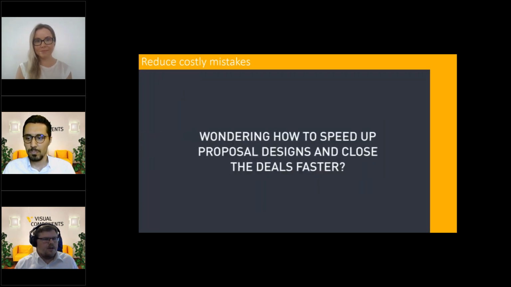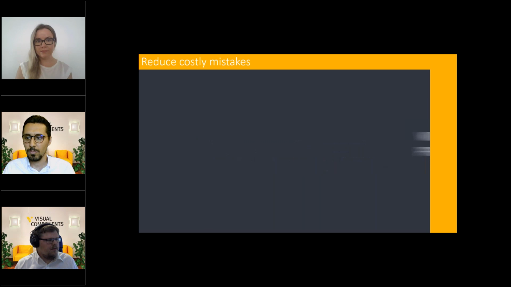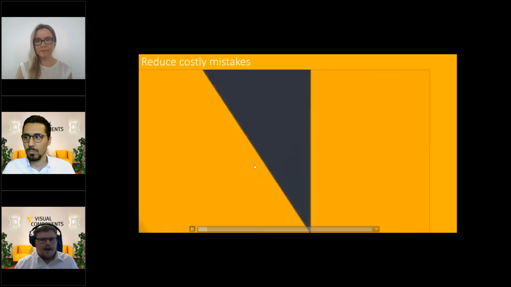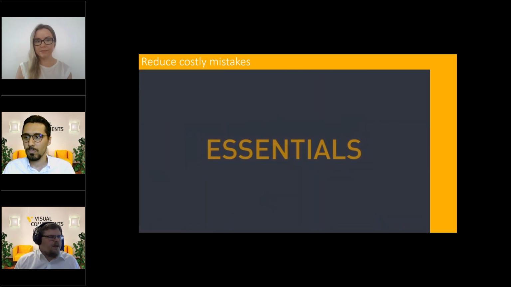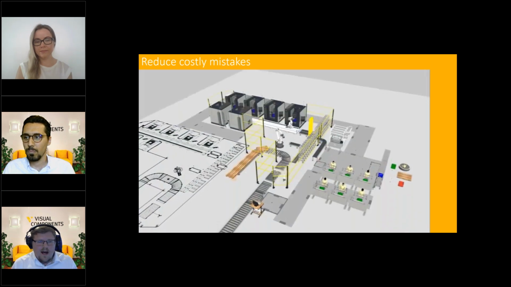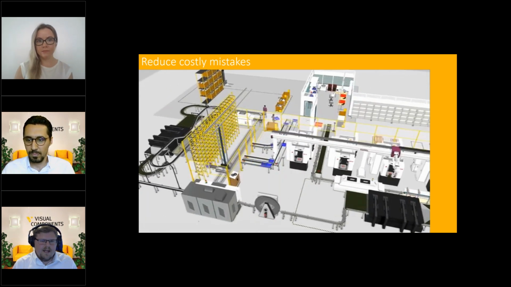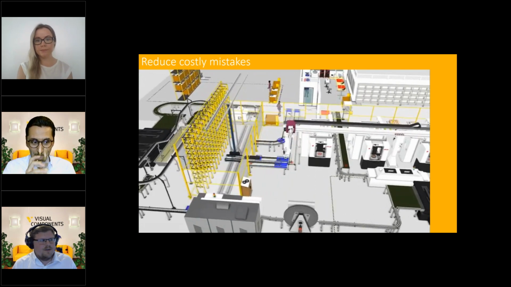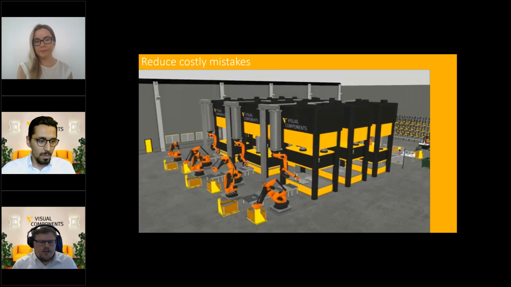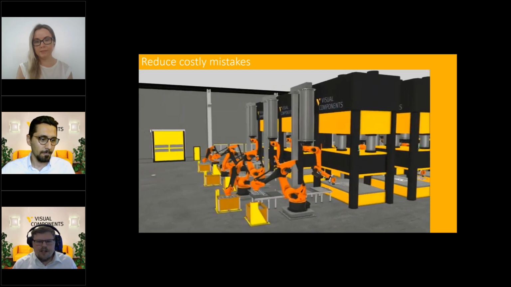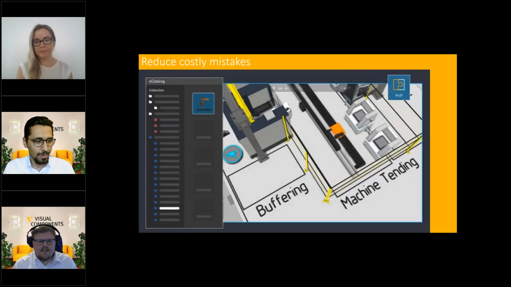First of all, let's talk about reduction of costly mistakes. Okay, so how can we reduce mistakes? It's all about planning and conceptualization. And in our software, or in simulation in general, it is quite easy to test different things.